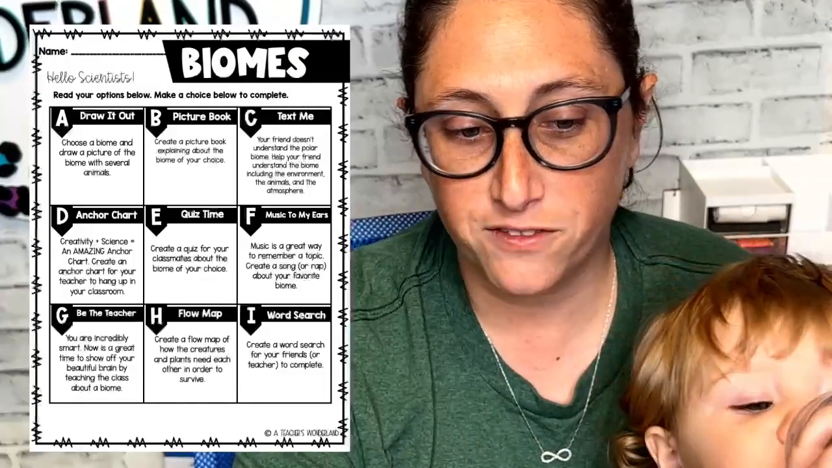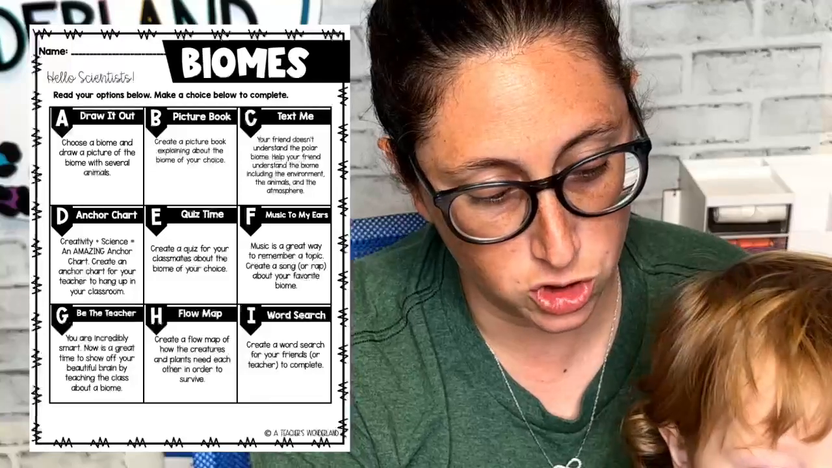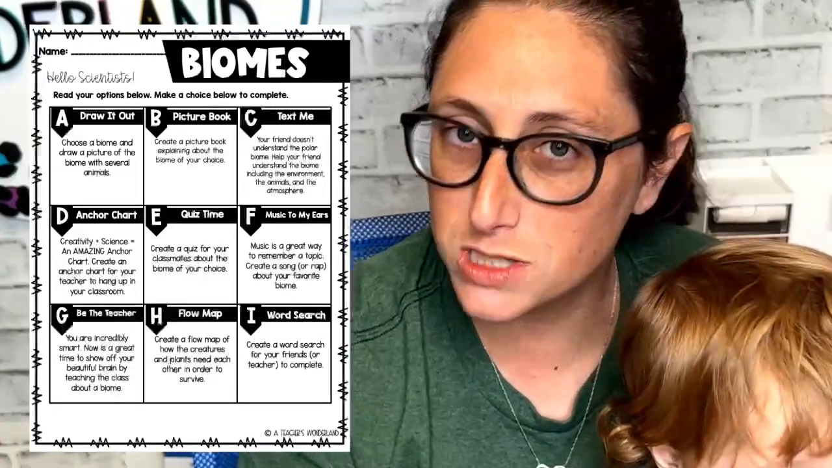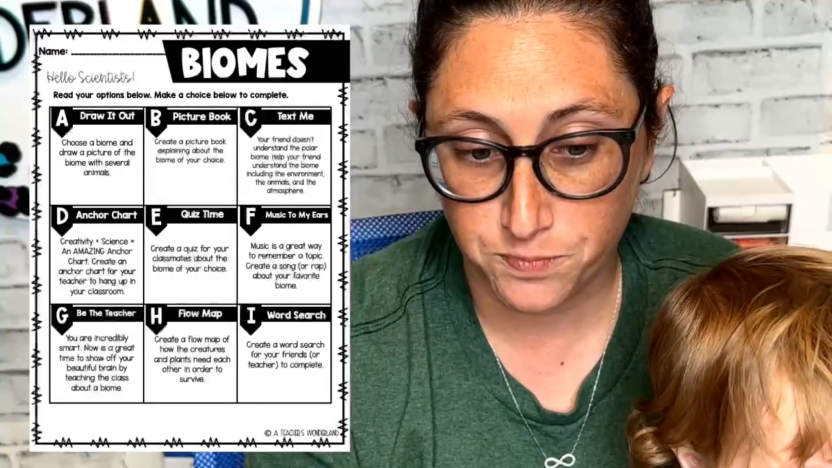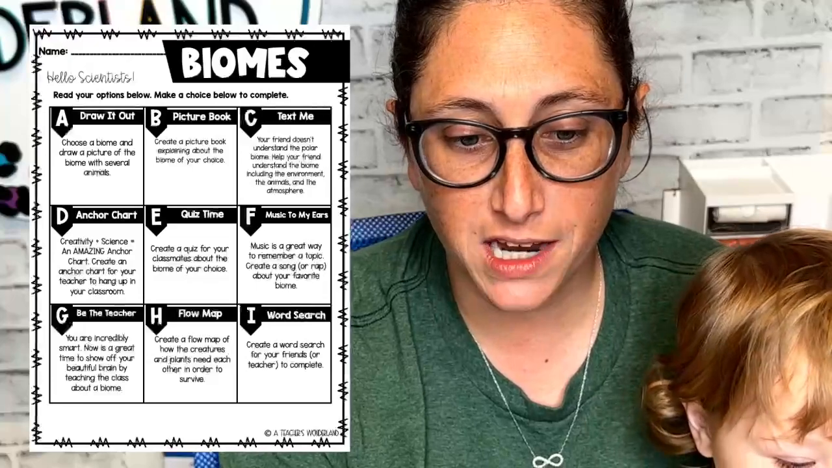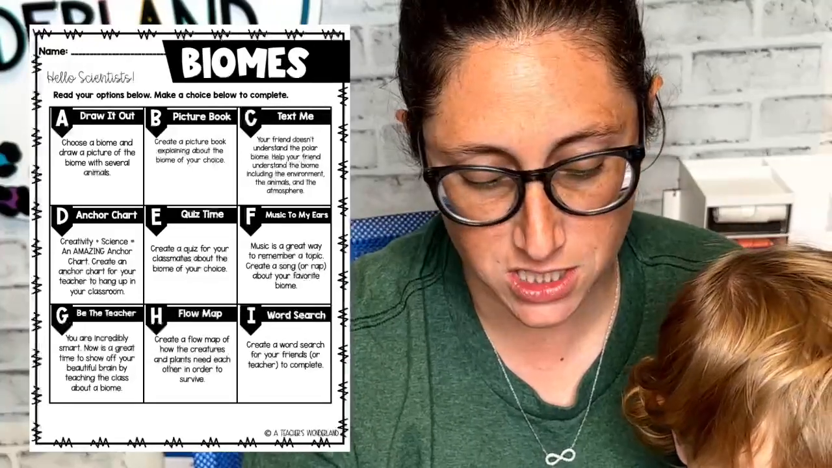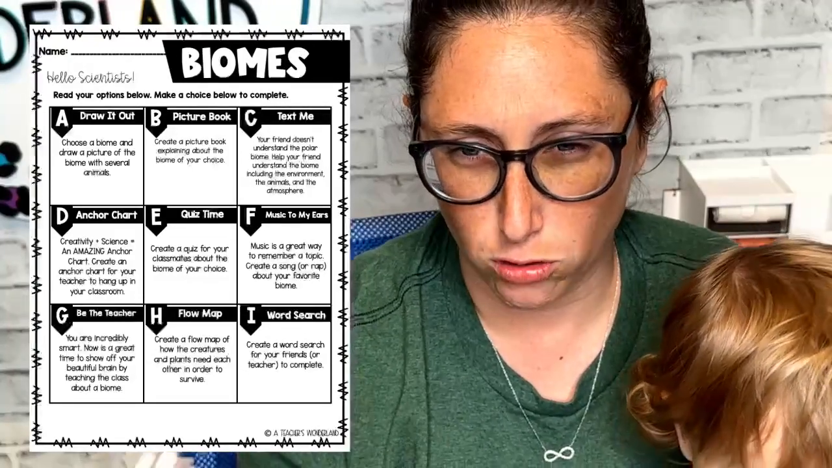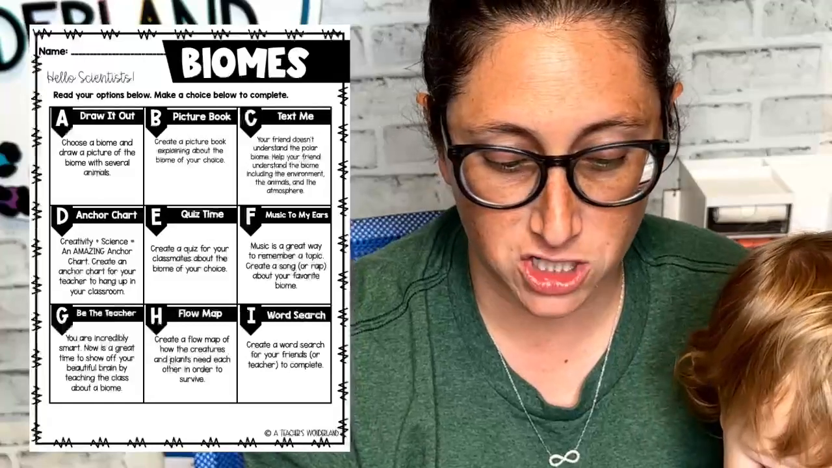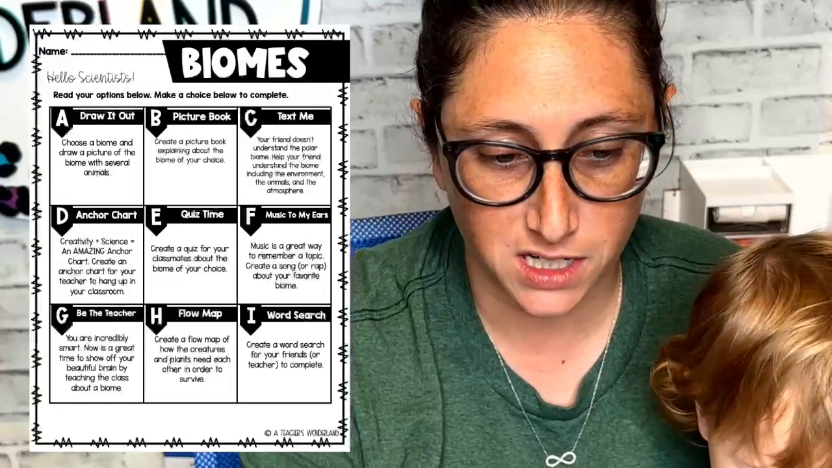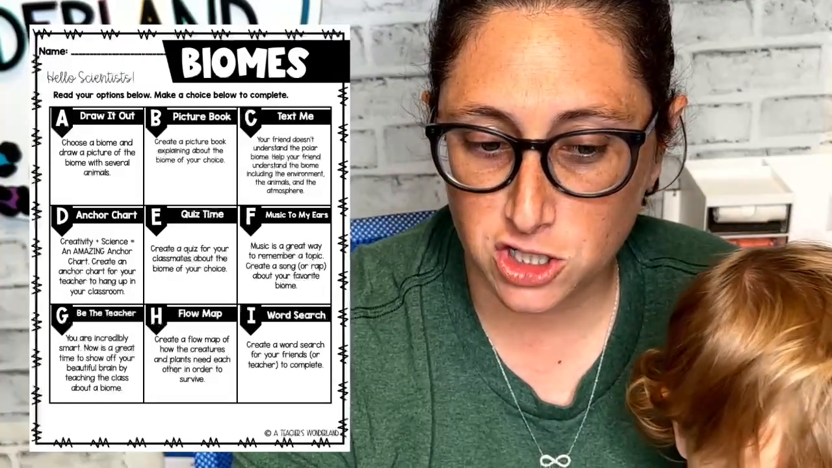If you have students that like to draw and are more artistically inclined, they can choose a biome and draw it out. Kids that like to write can create a picture book. You can have friends that send you text messages. Especially with the older 5th graders, they love to act like they're actually texting a friend. It's pretty funny. You can have them create an anchor chart.